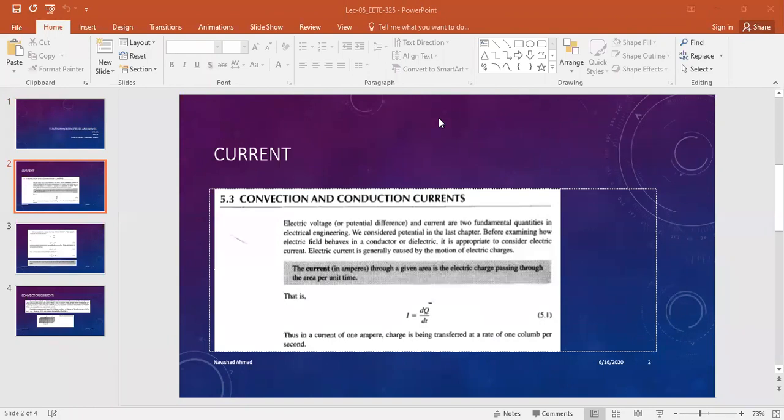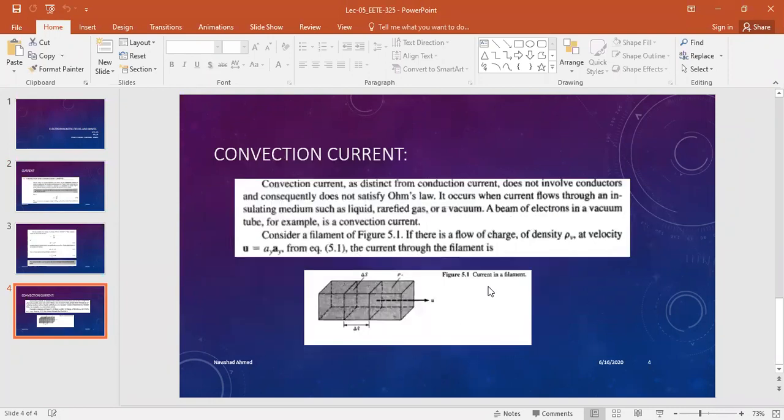Convection current does not involve any conductor and does not satisfy Ohm's law. It is very important. I have just mentioned here: it does not involve any conductor and does not satisfy Ohm's law. Then this current occurs, and this is known as convection current. That means if we apply a very high voltage to an insulator or insulating medium, then current will pass through it. This is known as convection current.